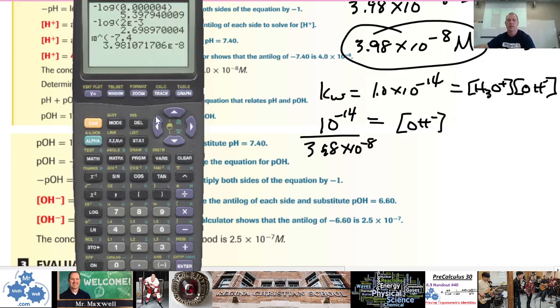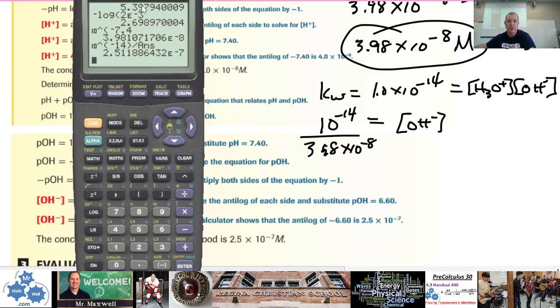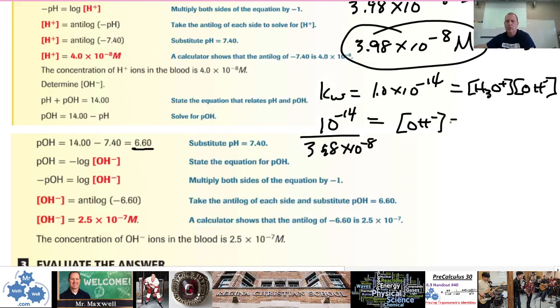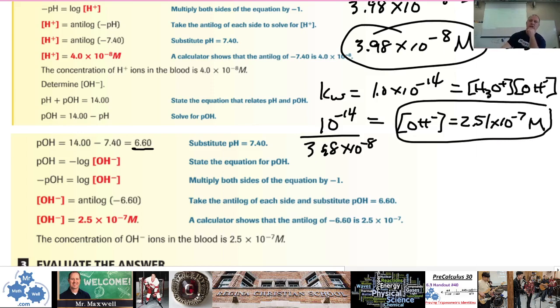So let's go. 10 to the power of negative 14, divided by my answer of 3.98 times 10 to the negative 8, should be 2.5, yeah, 2.51. So 2.51 times 10 to the negative 7 molar. That's what you get for your OH minus ion concentration. Got it?